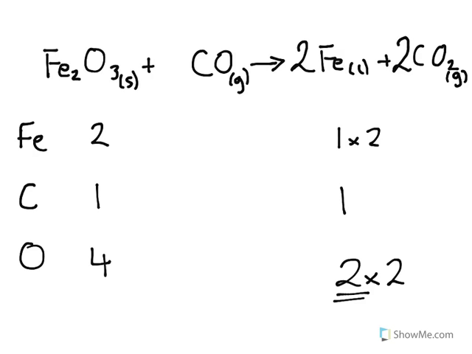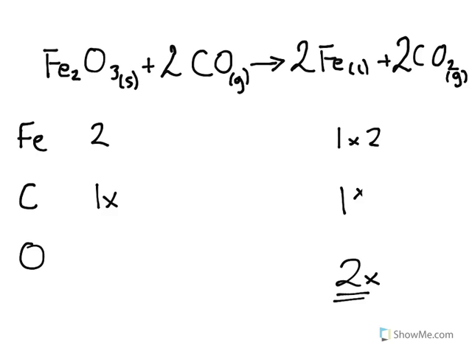This will give us 4 on the left-hand side. This also doubled our carbon, giving us 2 here. But now we have to recheck our oxygens again, because now we suddenly have 5 oxygens on the left-hand side of the equation, and still only 4 on the right. So it was not correct to multiply the carbon by 2. We have to try and find another number that will help us balance our equation.